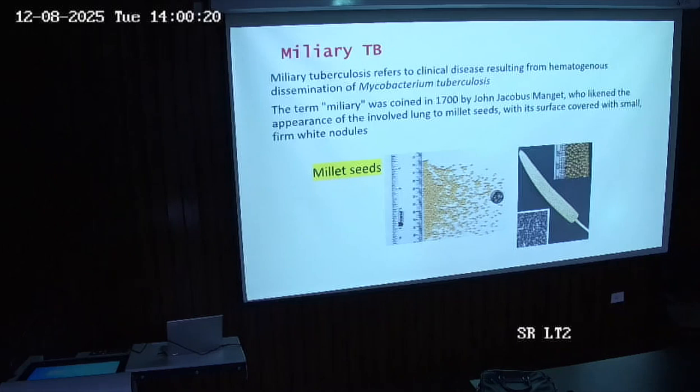The term miliary was coined in 1700 by John Jacob Manget, who likened the appearance of the involved lungs to millet seeds, with its surface covered with small nodules. So, these are the millet seeds, and you can see that in pulmonary involvement this seed-like appearance is there, what is known as miliary appearance.